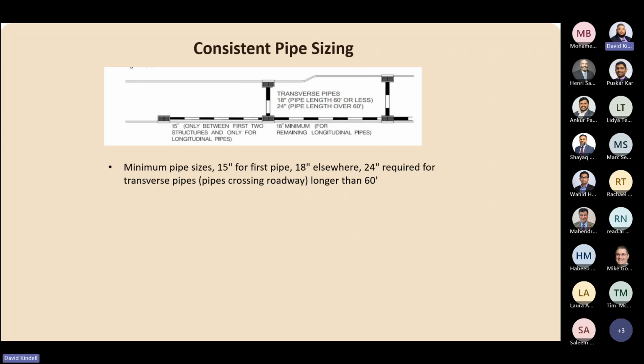Then you have these transverse pipes here. If you're crossing the roadway, the minimum usually is 18 inches for 60 feet or less, or 24 inches for pipe over 60 feet.